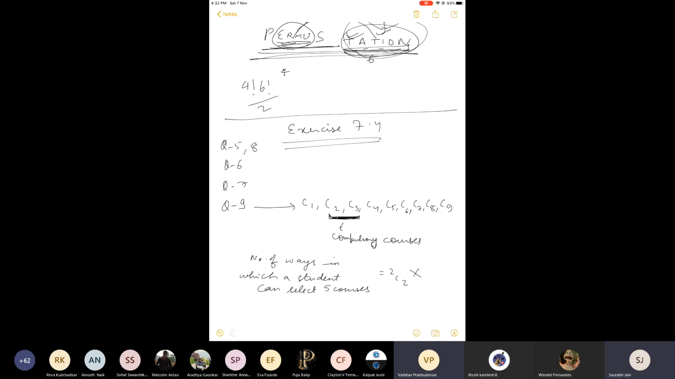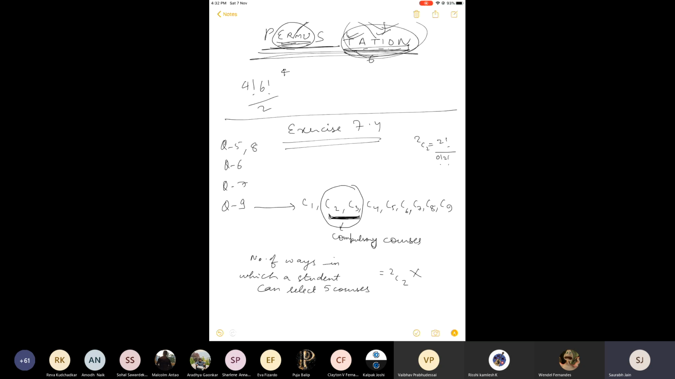So the compulsory courses. Right. There are these 2 courses and you have to select both of them. So this can be done in one way, and 2C2 will come out to be 1 only. 2C2 is 2 factorial over 0 factorial times 2 factorial. This value will be 1.